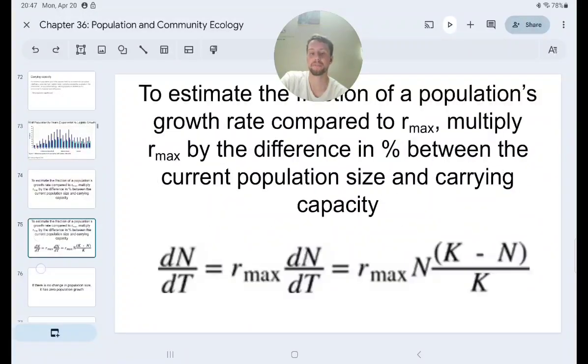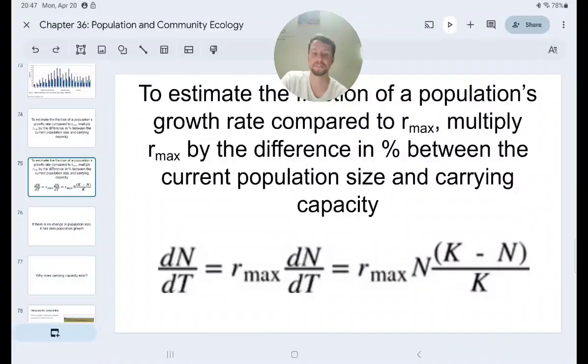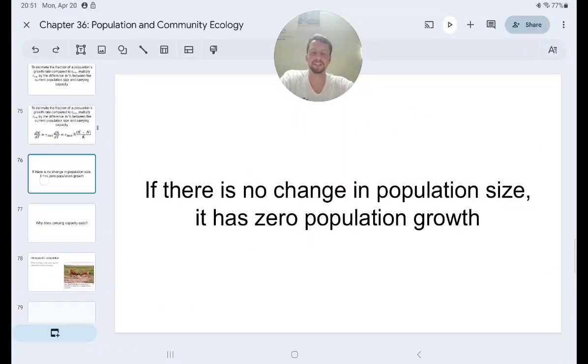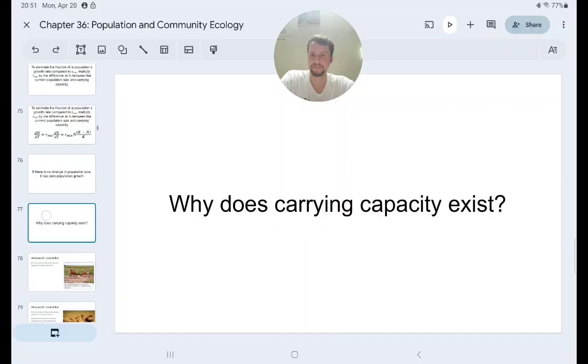And again, from what I've seen, AP Bio doesn't put a lot of emphasis on you plugging and chugging this, but on understanding that if a population has a long way to go before it reaches carrying capacity, its growth rate will be close to R max. Whereas if the population doesn't have as far to go to reach carrying capacity, the growth rate will be very, very small. If there's no change in the population size, it is 0 population growth.